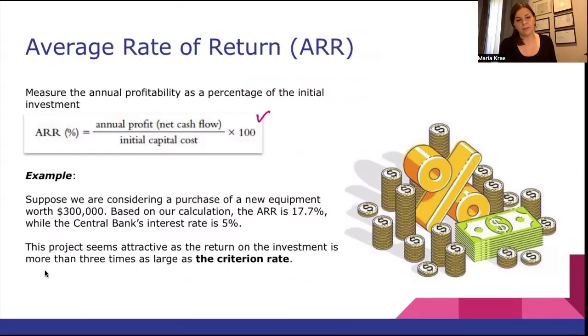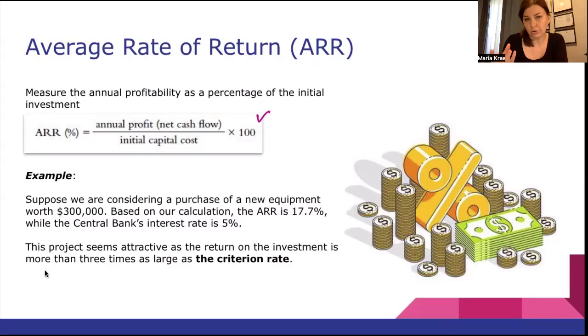An example is, suppose we're considering a purchase of new equipment, which is worth $300,000. Based on our calculation, we're not going to do that today. We would have done it in the previous lesson. The ARR is 17.7%, while the central bank's interest rate is 5%. So you can see here that the project seems very attractive because the return on the investment is more than 3 times as large as this criterion rate that we've used, okay?